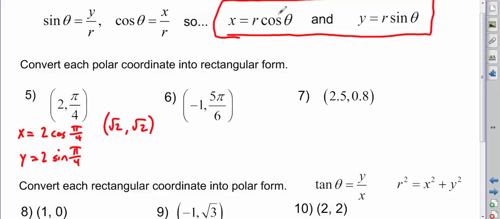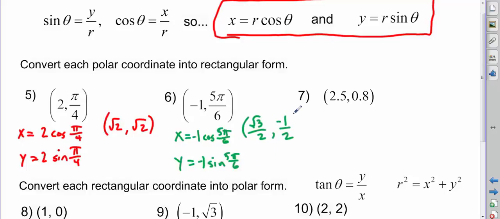All right, we can do the same thing. The next one, the r value is negative, but that doesn't change anything at all about what we're doing here. We're just simply going to follow that same procedure. x is equal to negative 1 times the cosine of 5 pi over 6. And then y would be negative 1 times the sine of 5 pi over 6. Again, you're seeing that x and cosine are connected, y and sine are connected, and we get the ordered pair. The cosine of 5 pi over 6 is negative square root of 3 over 2, but when it's multiplied by negative 1, that makes it a positive value, and then we'd get negative 1 half.